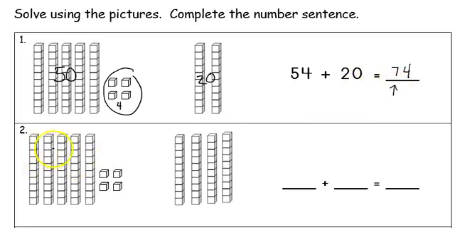In the next problem, I'll count my tens. I have 5 groups of 10 and 4 ones again. So I'm going to start with the number 54. To that, I'll add 4 groups of 10, or 40.